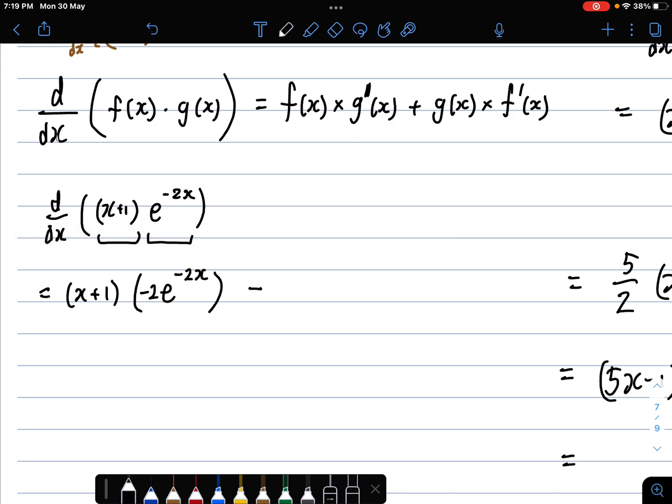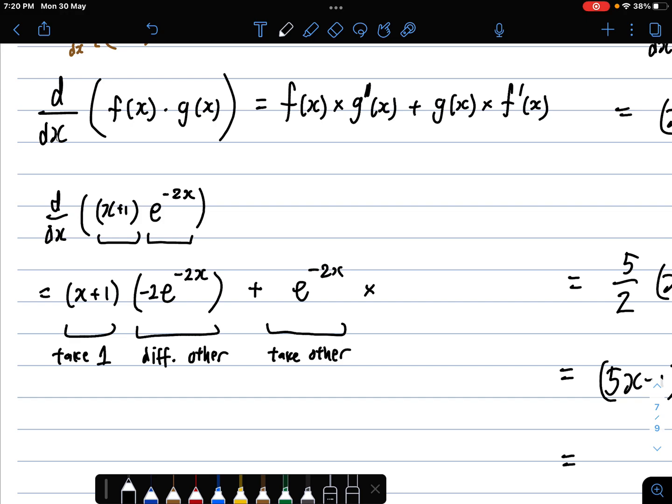Okay? Plus, take the other, differentiate 1. This is take 1. This is differentiate other. Then now you take the other guy. What's the other guy? It must be e power negative 2x times, or if you want, you can put a bracket, differentiate the first guy. Differentiate number 1. What's number 1? It's referring to x plus 1.